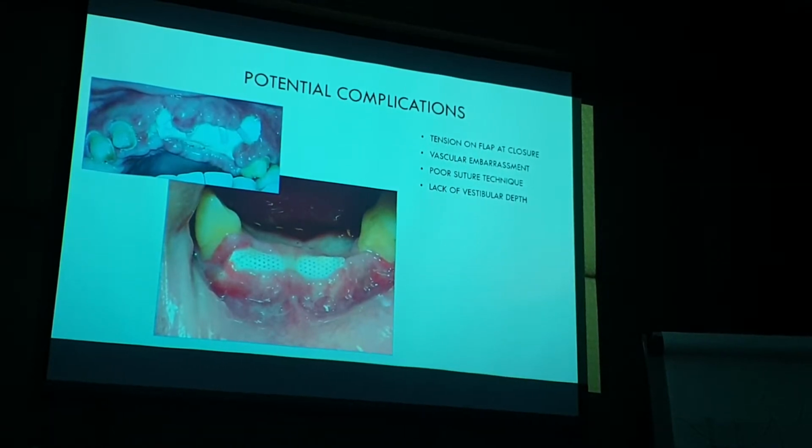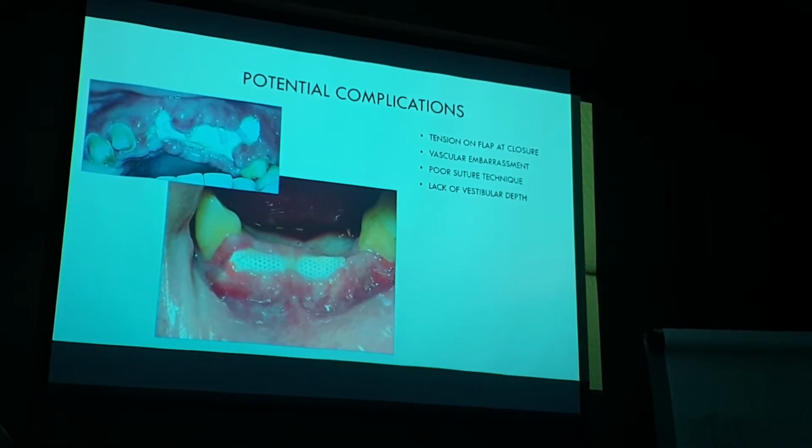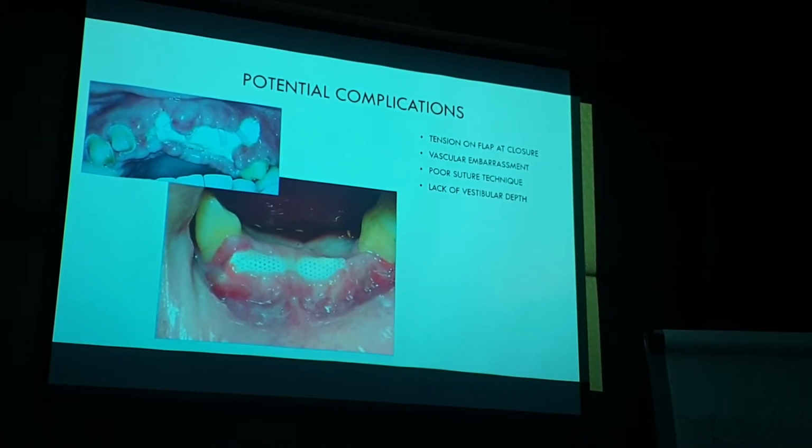Lack of vestibular depth. Another key component to periimplantitis. I will guarantee you, if you look at the majority of your periimplantitis cases, you take the lip or the cheek and you pull on it, you're going to see the gingival margin and the mucogingival junction moving every time you move your lip or your cheek. Lack of vestibular depth is one of the key components of developing periimplantitis.